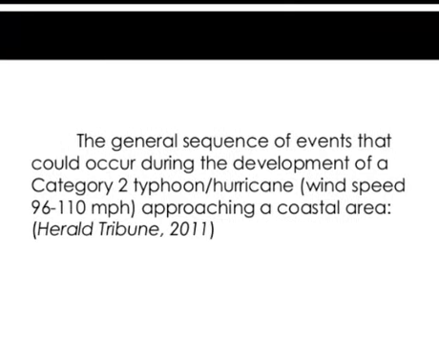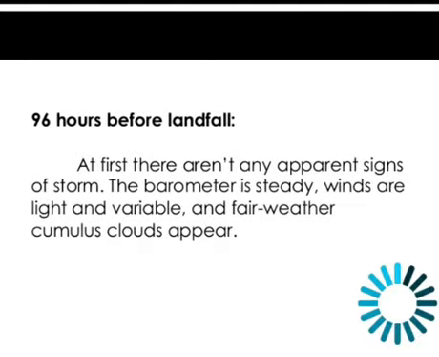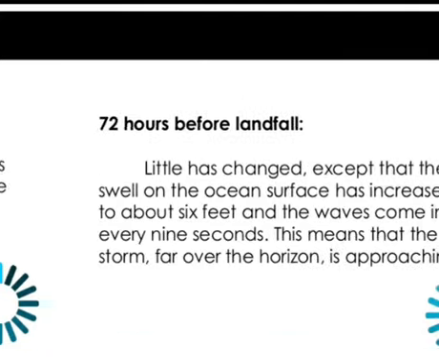The general sequence of events that could occur during the development of a Category 2 typhoon or hurricane approaching a coastal area. 96 hours before landfall, at first, there aren't any apparent signs of storms. The barometer is steady. This is the tool in measuring if there will be a typhoon. Winds are light and variable, and fair weather cumulus clouds appear.